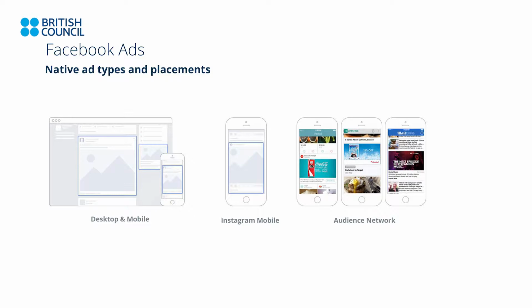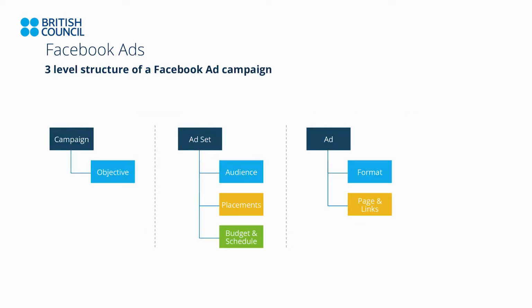You can reach people on the Instagram mobile app. You can also reach people on the third-party Audience Network. Now, when developing a campaign, understand that there's a campaign structure on Facebook. It's a 3-level structure. We have the campaign, then we have the ad set, then we have the ad.